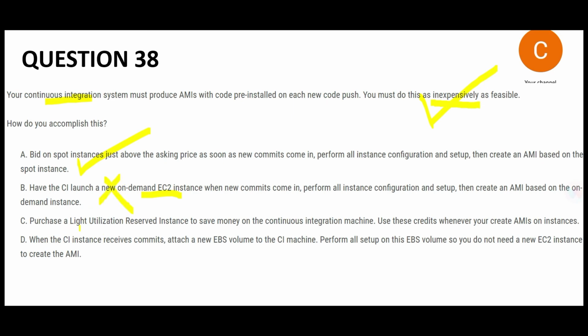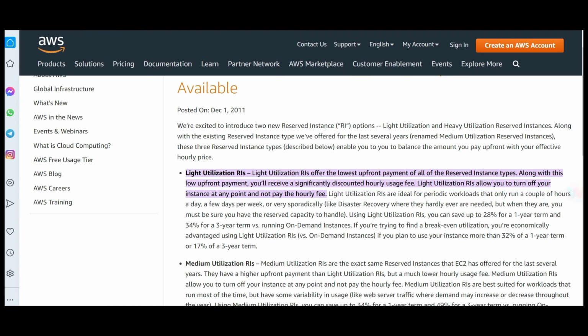Let's look at C. C says you purchase a light utilization reserve instance. And once you purchase, why are you purchasing? So that you can save money on continuous integration machine. It does not say how will the code get pushed, whether you will have an instance or so on. And then it is saying you use these credits whenever you create AMIs on instances. So what is light utilization reserve instance? That means it gives you the lowest upfront payment. You can go with a very less upfront payment, but you will have to sign a deal. You will have to put a 1 year commitment, okay, or a 3 year commitment.